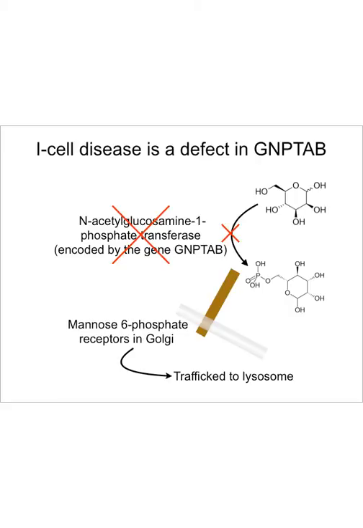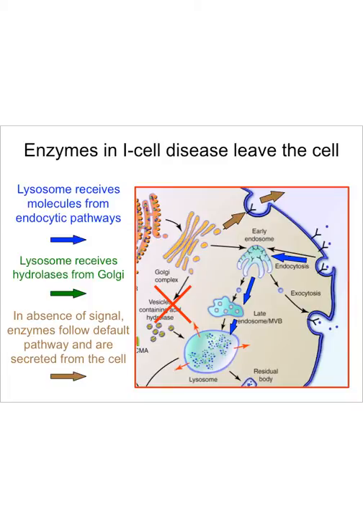So the defect in I-cell disease is a mutation in this GNPTAB gene. And so that mannose never gets phosphorylated, thus the hydrolytic enzymes are never recognized by this receptor, and thus they're never trafficked to the lysosome. Instead, the hydrolytic enzymes follow an alternative default pathway, and instead of going to the lysosomes, they're trafficked to the cell surface and out into the plasma.